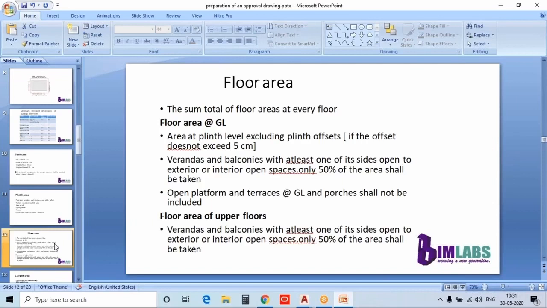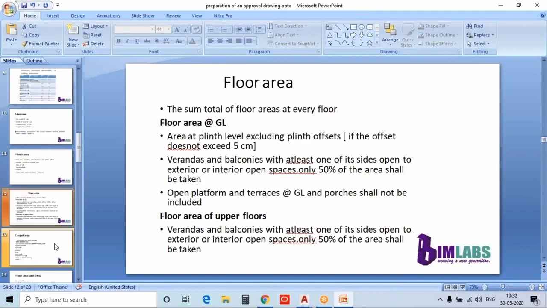If at least one of its sides is open, you have to calculate only up to 50% of its area. Then you can exclude the stairwell. That means if the building is a two-story building, there will be a stair from the ground floor to the first floor, and there will be a stairwell cutting that stair. You can exclude that area also while calculating floor areas. Maximally reduce the floor areas.